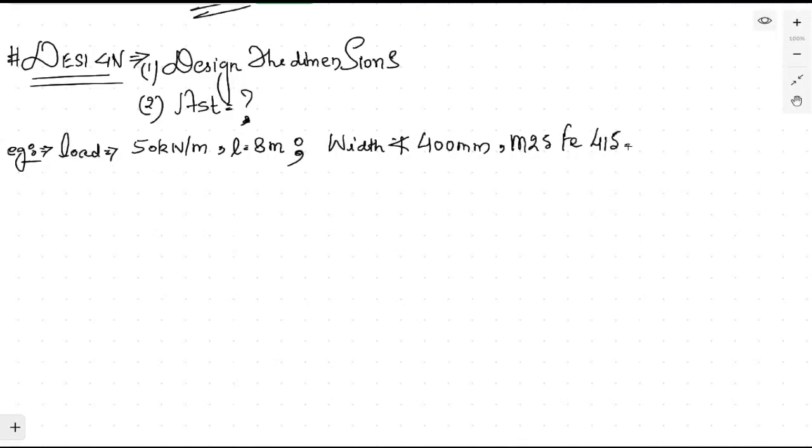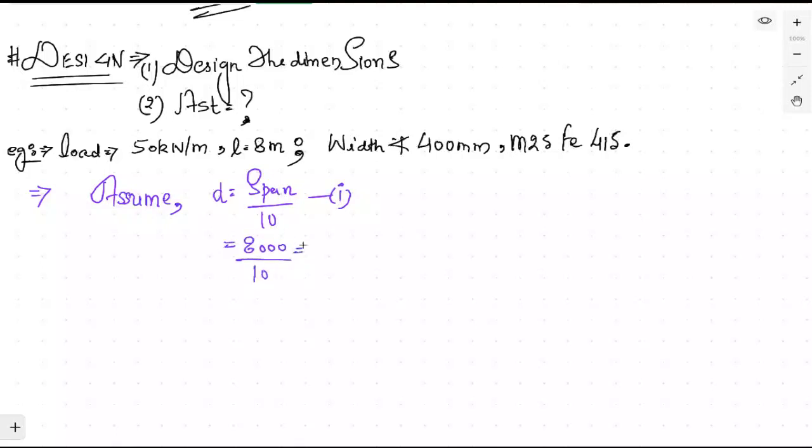Always remember that whenever you have to design, you have to first assume a certain depth for the section. सबसे पहले आपको क्या करना होगा, you have to assume a depth. Code के according या general consideration के according, the first depth which you will assume is the effective depth equal to span upon 10. You will always consider this value. That is, span is 8000 divided by 10. It means that the effective depth will be equal to 800 mm. This will be your first assumption.